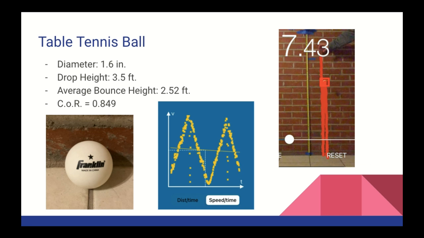The next ball was a table tennis ball, or a ping pong ball. The average bounce height of the ping pong ball was 2.52 feet. The coefficient of restitution for the ping pong ball was 0.849.